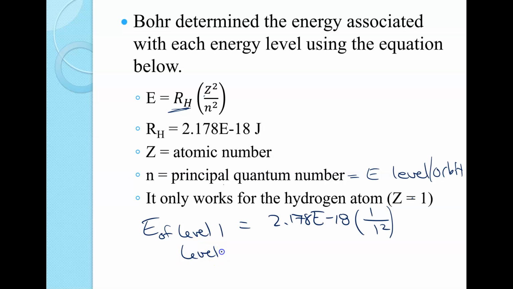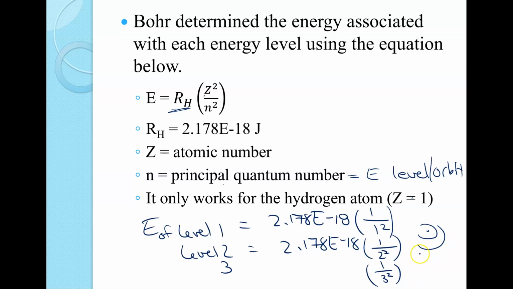If I did level 2, it's 2.178 E to the negative 18, 1 over 2 squared, which is 1/4 of this number. If I did it for level 3, it's 1 over 3 squared, 1/9. That's why the circles get closer to each other, because the distance here is a factor of 1, this distance here is a factor of 1/4, the distance here is a factor of 1/9, and it keeps going, 1/16. And as they get farther and farther apart, they get closer and closer together because it's this number, orbit, squared.